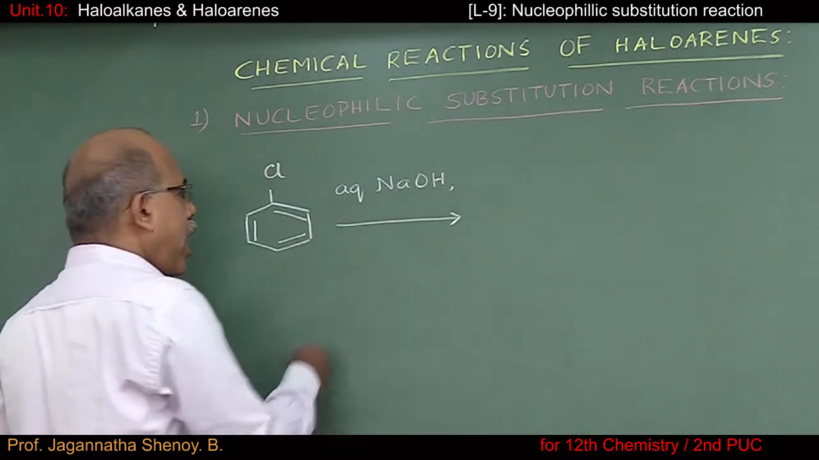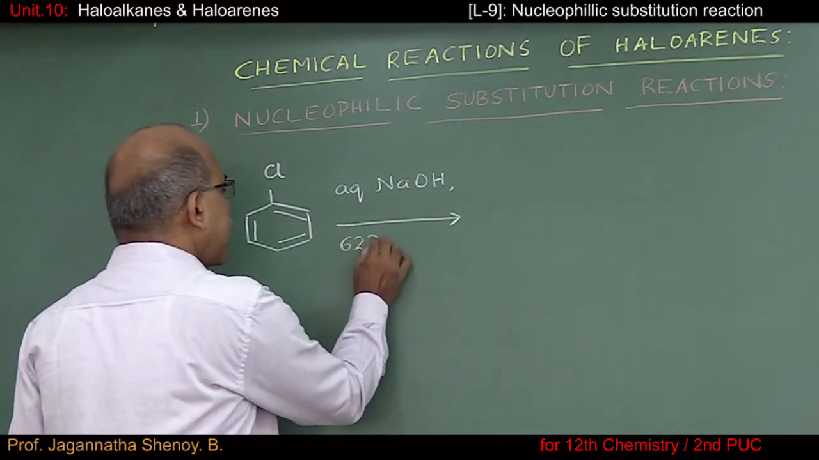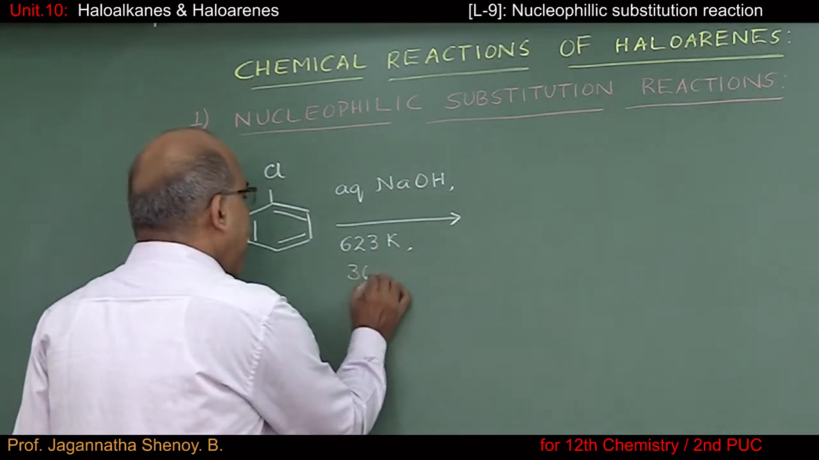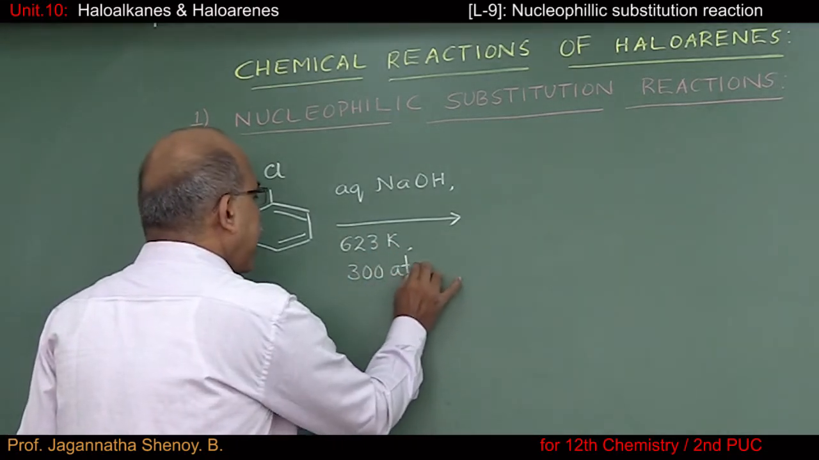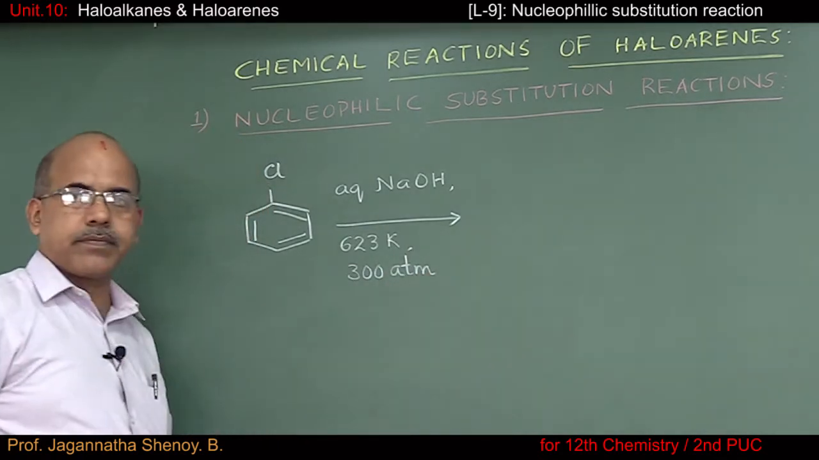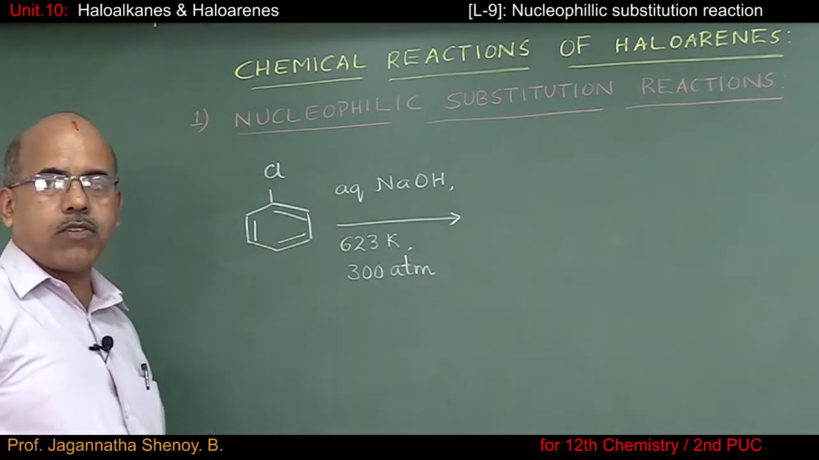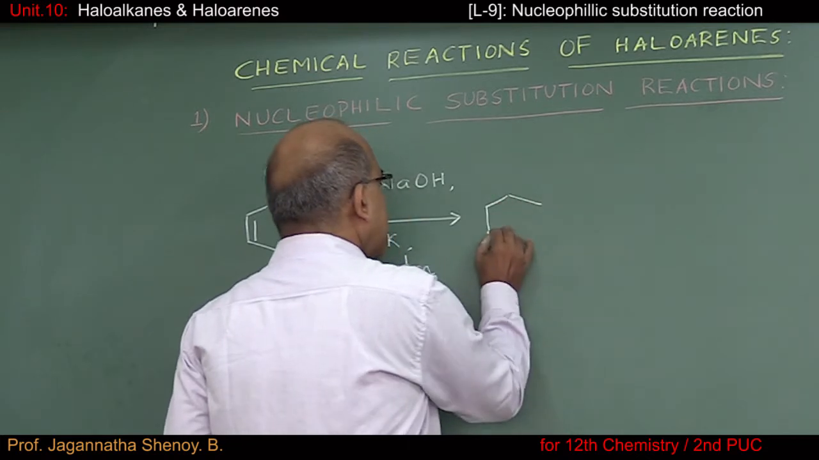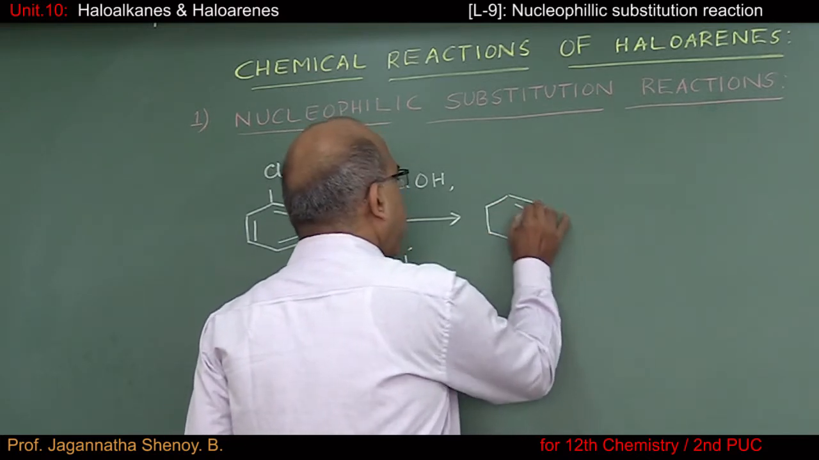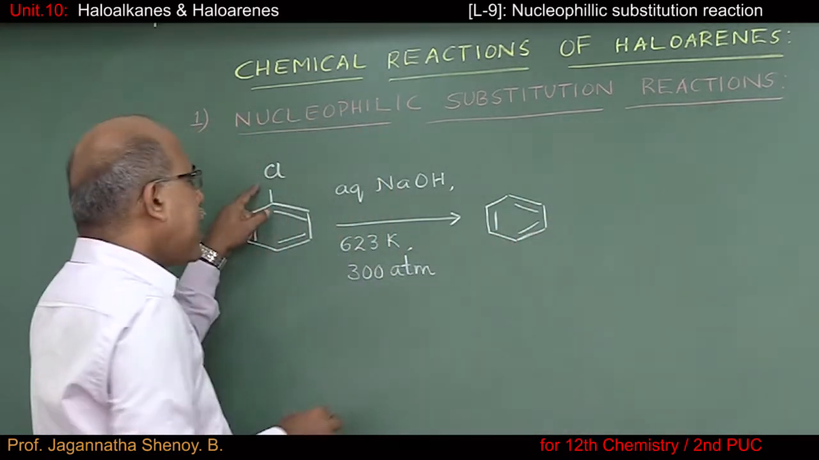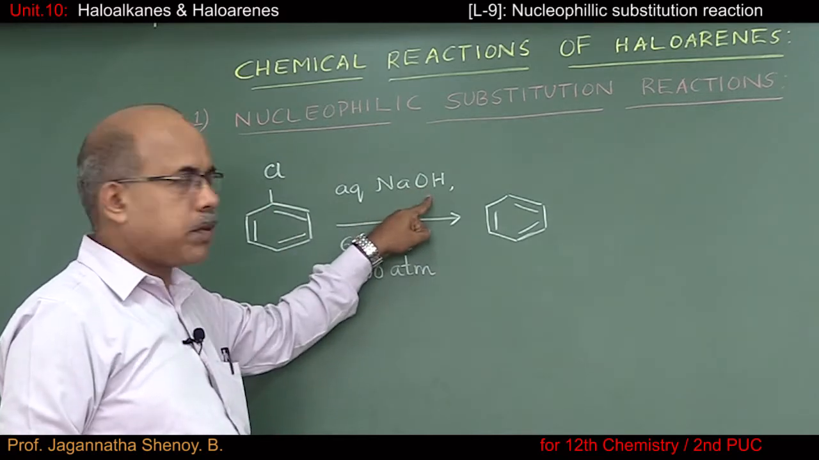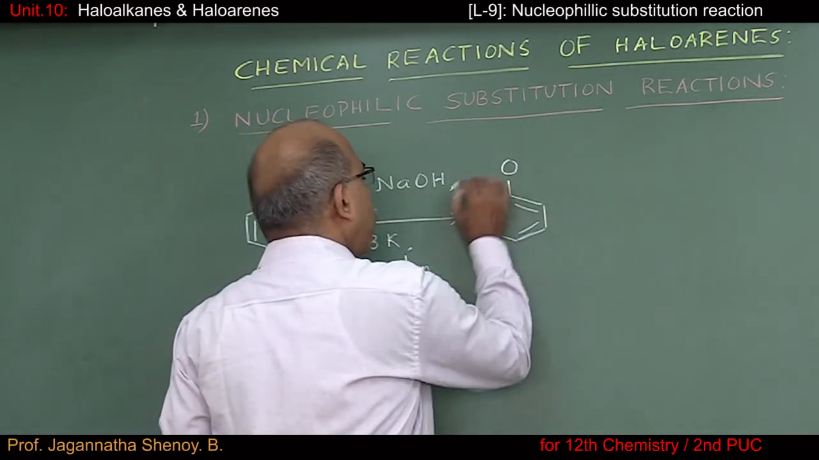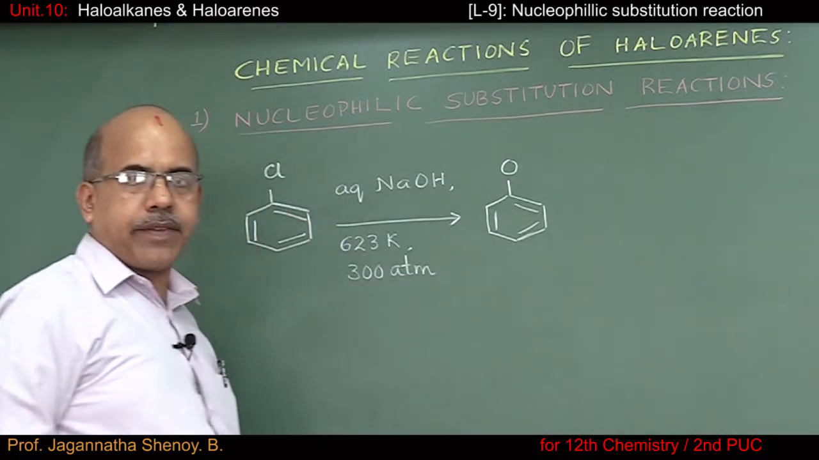I will go for higher temperature of 623 Kelvin. I'll employ higher pressure of 300 atmosphere. The reaction is carried out in basic medium. That's why this chloro group will be replaced by OH group. So we expect the formation of OH group over there.